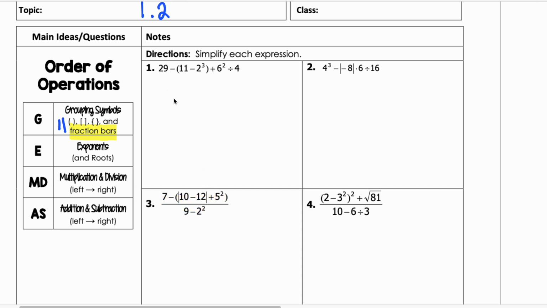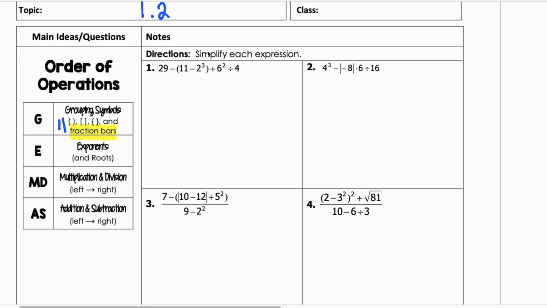All right, so let's take a look at number one. Just a quick refresher. We're not going to go too in depth. For our grouping symbols, we're going to start with our innermost. So that would be this right here. And this is telling me that I need to handle the exponent inside as well. So this negative in this case is going to stay. We're actually just going to do 2 to the power of 3, not negative 2 to the power of 3. We're going to add that negative on last.